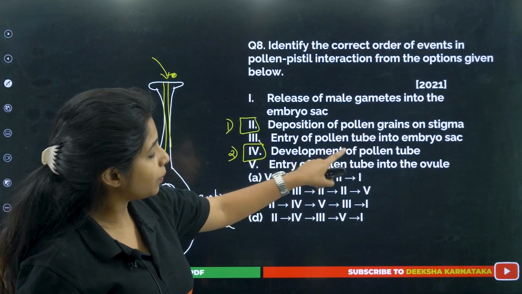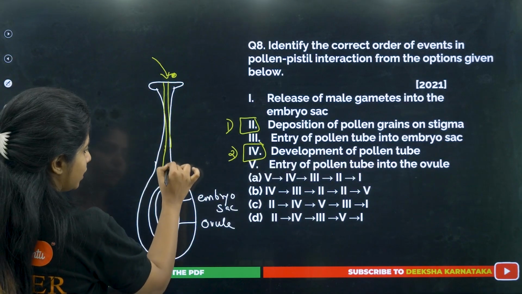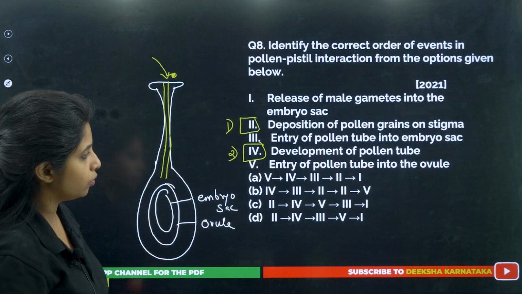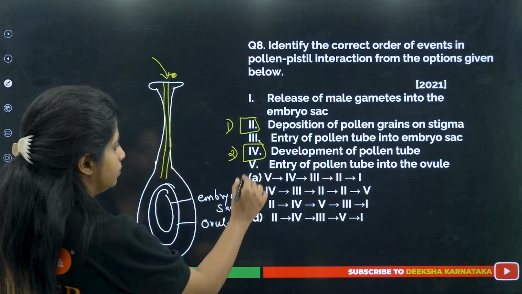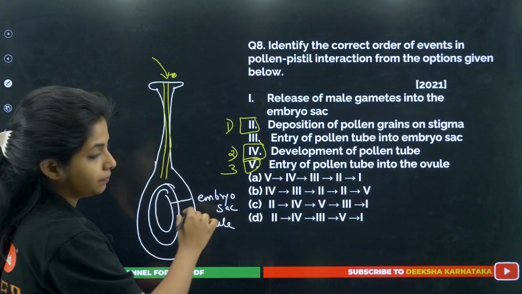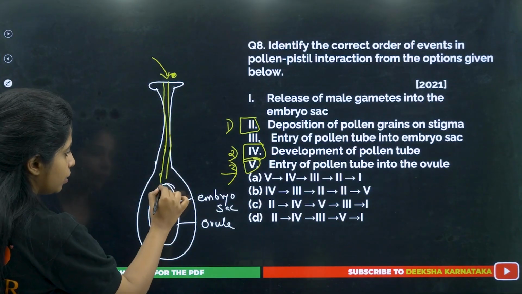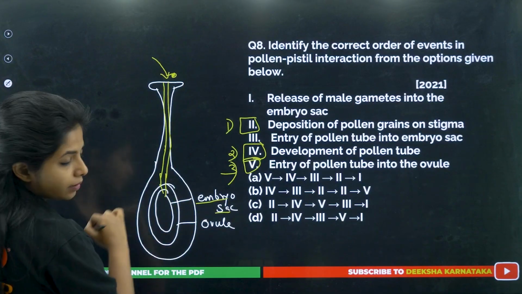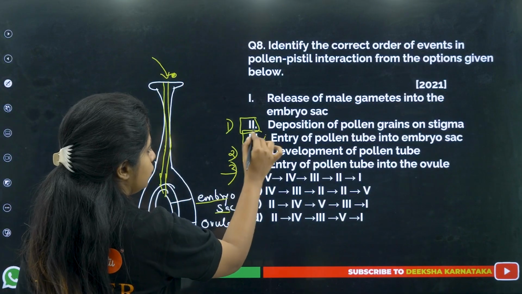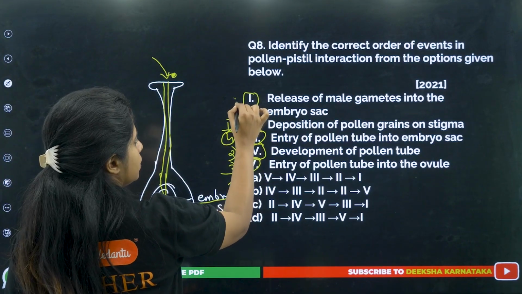Now after the pollen tube has been formed, where it has to get inside, children? It has to get inside the ovule. So entry of pollen tube into the ovule, this becomes third. Then entry of pollen tube into the embryo sac. After it gets into the ovule, it will be getting into the embryo sac, right? So this will be the fourth one. And then release of male gametes into the embryo sac, this will be the fifth one.